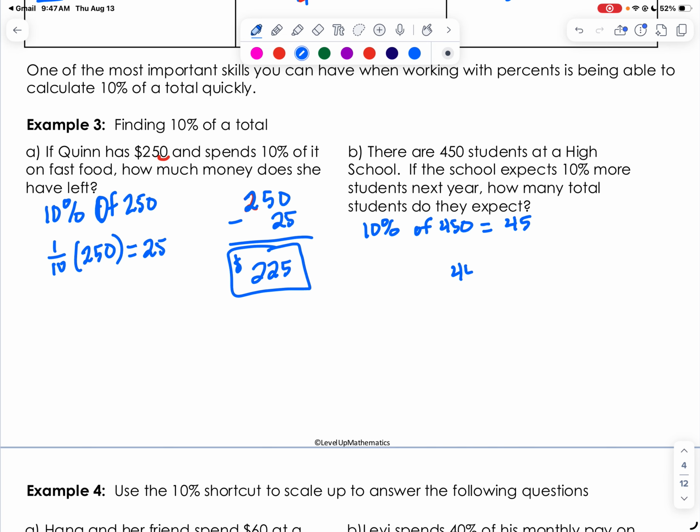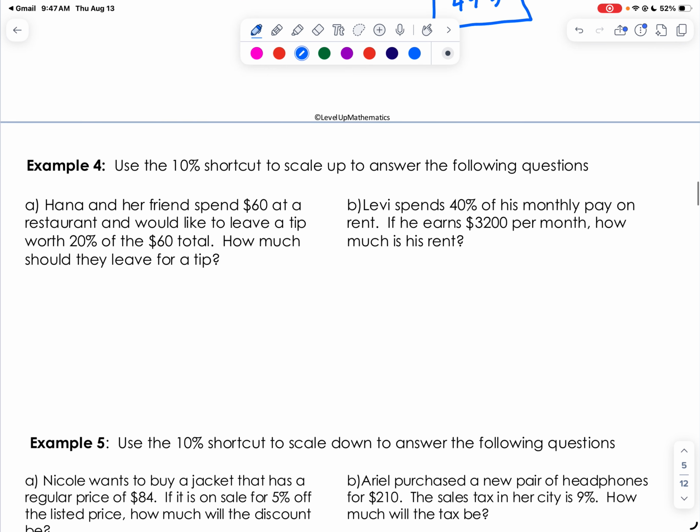So we're going to take the number they had this year and we're going to add the 45 to it. So 0 plus 5, 5 plus 4 is 9. So next year, they will have a total of 495 students. This 10% shortcut is very powerful. Let's look at another example.